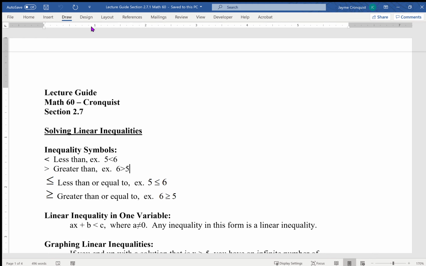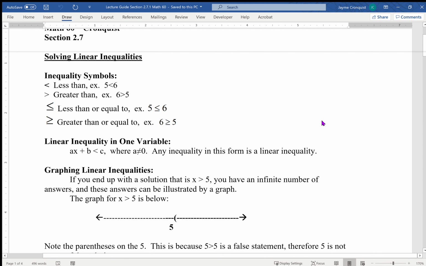Okay, welcome to Math 60, the lecture for section 2.7. This is all about inequalities. Remember we've done these a little bit, but now we're going to put them into equations and stuff. So, less than, greater than, you know those.